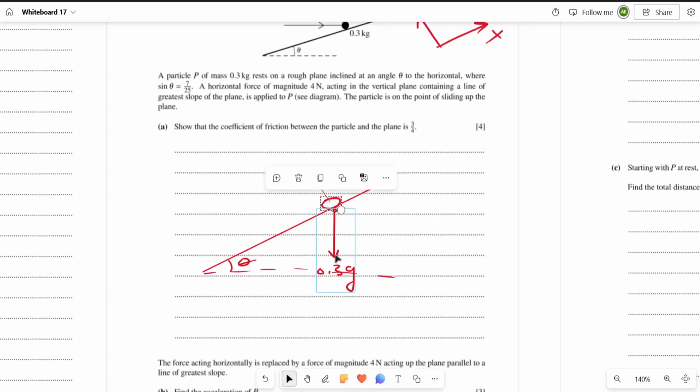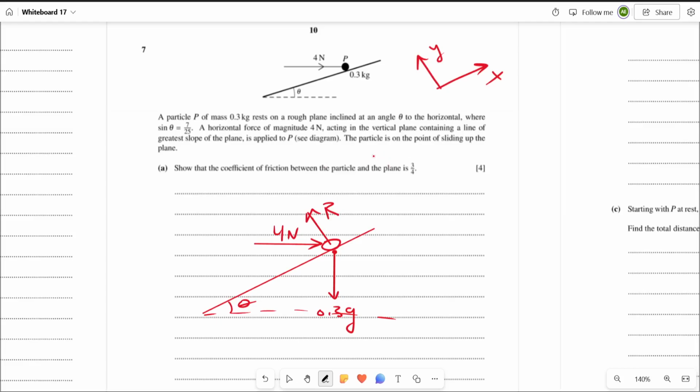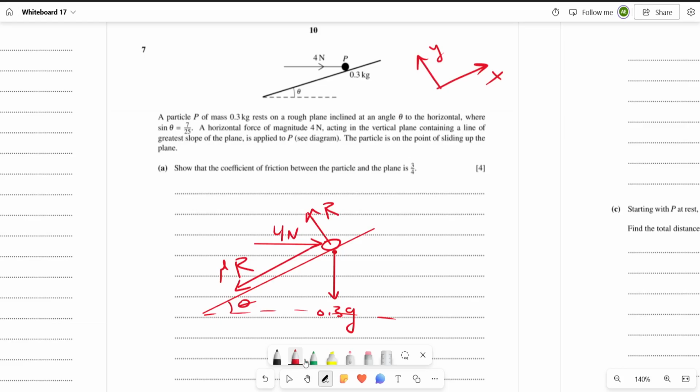Yeah. So I have my normal force over here, which I'm going to call R. It's sometimes called normal or reaction, they're all the same thing. And I have my 4 newtons over here. This is the 4 Newton force, and it tells me that it's on the point of sliding up, so friction is going to be down the plane and it's going to have a value of mu R. Now let's resolve the forces that need resolving.